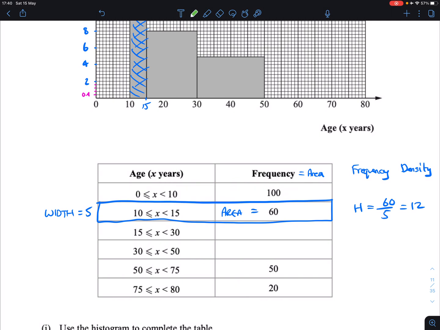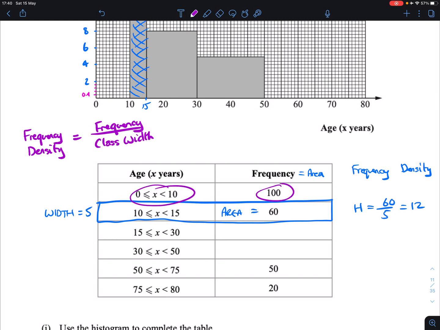So just as a reminder, I'm talking about areas here, but some of you might prefer to just think of it in terms of the formula. Frequency density equals frequency divided by class width. So if you happen to use this formula, or maybe you remember it as a triangle, that'll also work. So our frequency density for this first row, we have a class width of 10, 0 to 10, it's 10 apart. We have a frequency of 100, therefore frequency density will be 100 over 10, giving us 10.